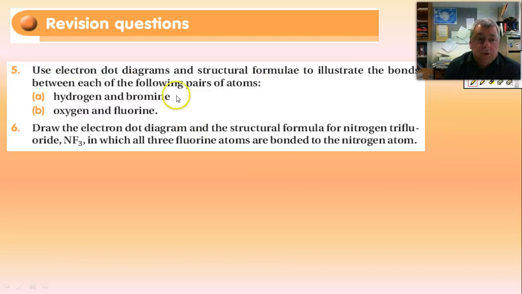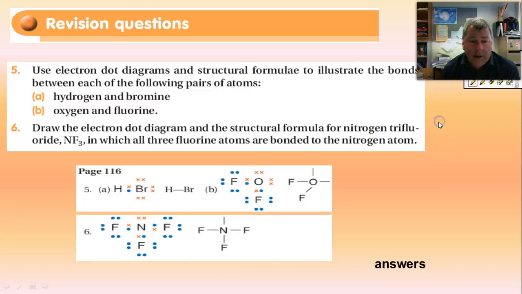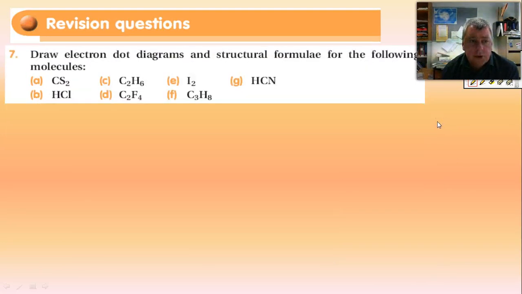So you should now be able to do the bonding between hydrogen and bromine and oxygen and fluorine, and you should also be able to draw nitrogen fluoride. Let's just go back. No, I thought I might have actually given that to you already, but see if you can draw that. And the answers will briefly appear here, but they're also in the back of your textbook. Okay, no real tricks there. And then you should be able to do number 7. All those guys, they get a bit more complicated.